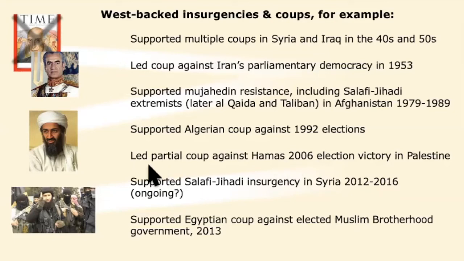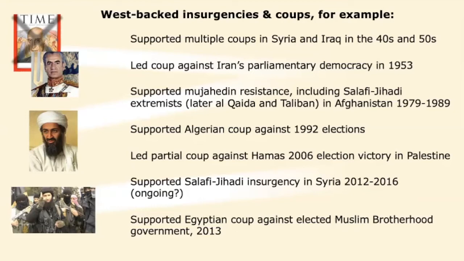In 2006, the West supported a partial coup against the Hamas 2006 election victory in Palestine. So Hamas wins these elections, but instead of being allowed to form government, the US and Israel basically armed and supported a coup by the ruling establishment to keep Hamas from taking power and preserving the rule of the corrupt Palestinian Authority. We'll come back to the politics of Palestine next week. In Syria, between 2012 and 2016, possibly ongoing, Western governments, as well as many governments in the region, have been supporting extremist Salafi jihadi movements, trying to topple the government.